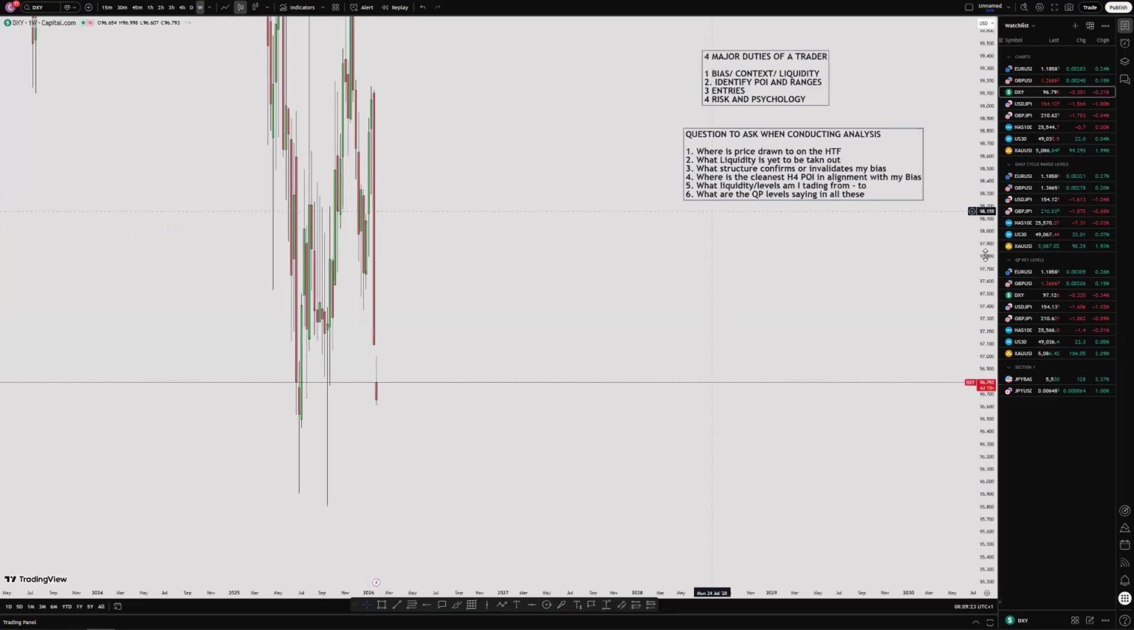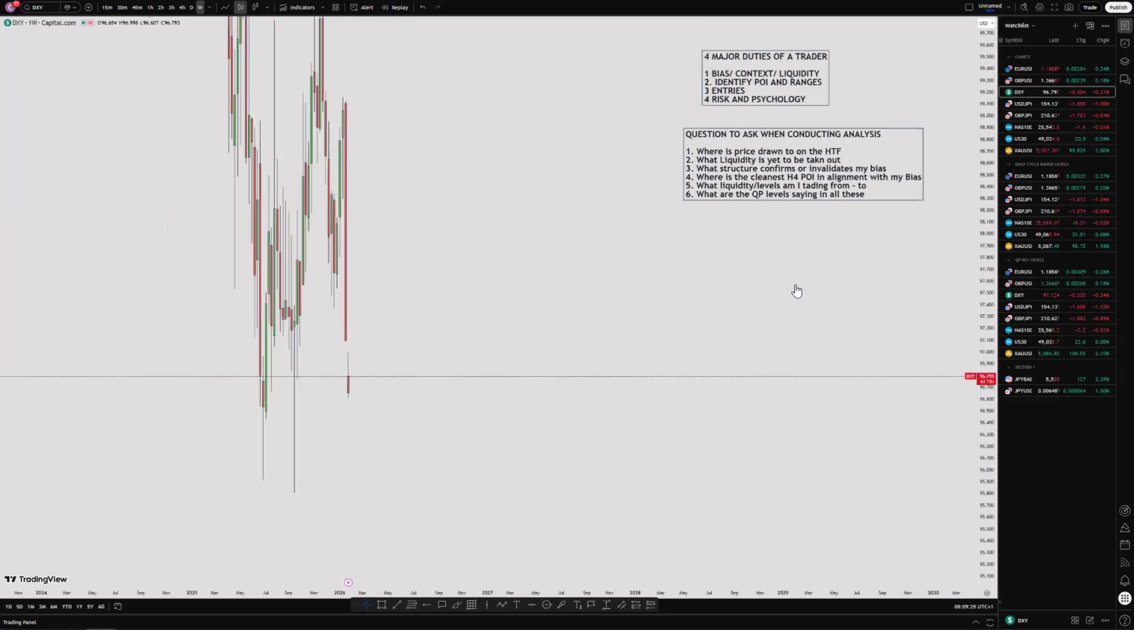So DXY, analyzing DXY is exactly the same pattern I'm going to use analyzing other assets. Let me see if I'm going to drop this or copy this somewhere else so that we can always have access to it when analyzing other assets.